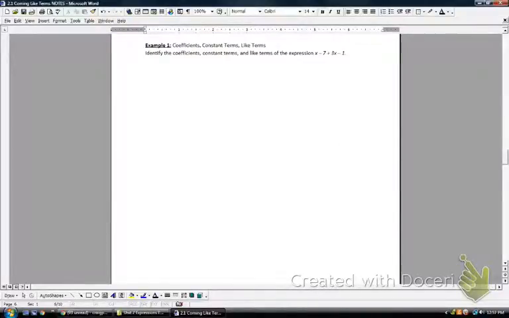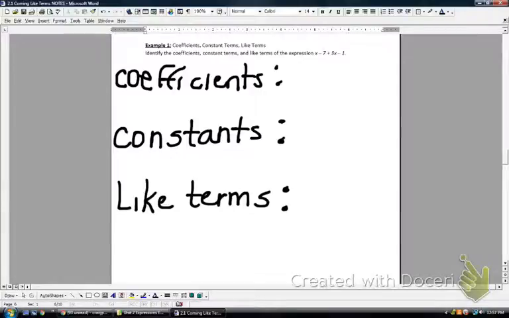So let's look at our first example. Our first example says identify the coefficients, constant terms, and like terms of the expression x minus 7 plus 3x minus 1. And I'm just going to go ahead and write down everything that we need to do just to make sure that I don't forget anything. So we need to identify the coefficients, we need to identify the constants, and we need to identify the like terms. So coefficients are the numbers that are attached to the variables.